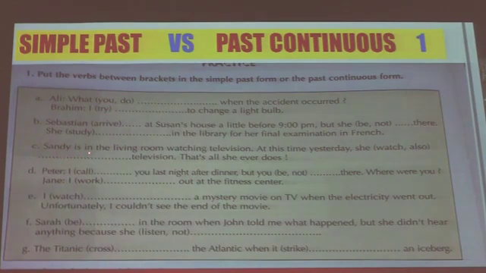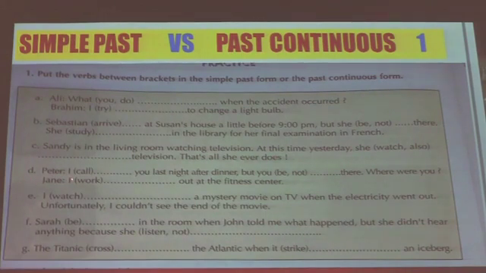Now here, Sandy is in the living room watching television. At this time yesterday, which means like this time yesterday, she watched also television, okay? The verb to watch and television. It takes somehow a long period of time. That's all she ever does.